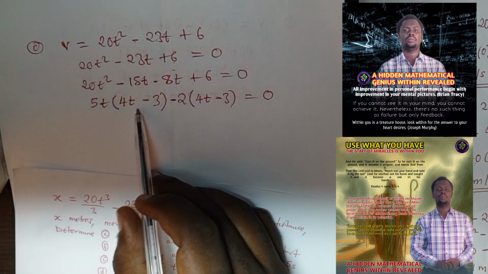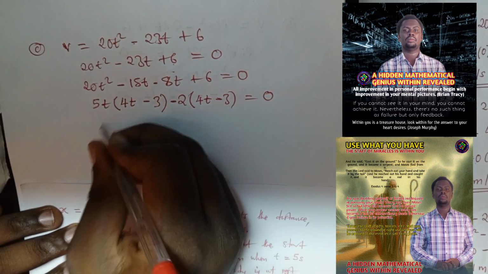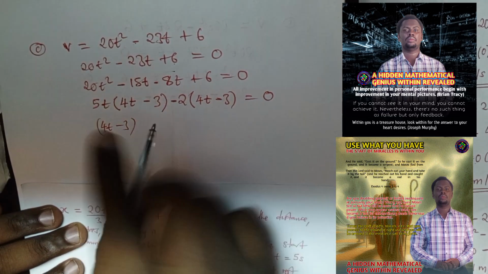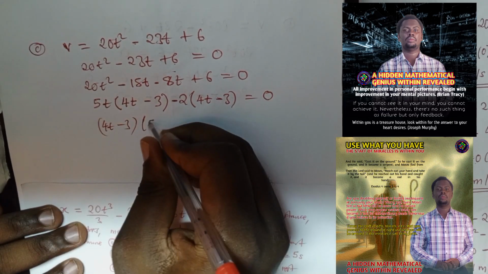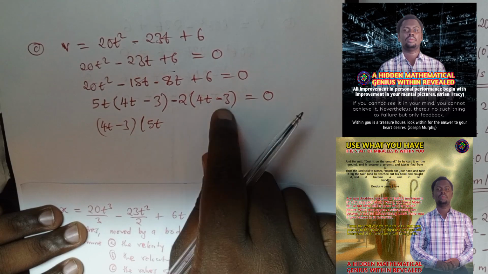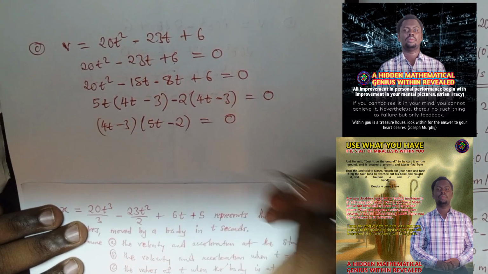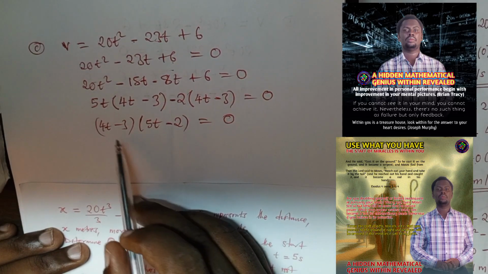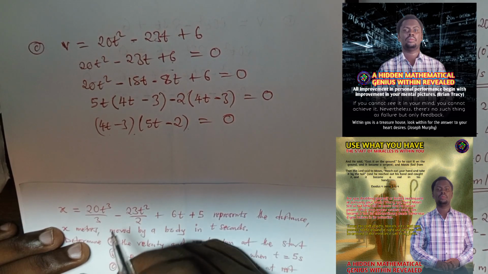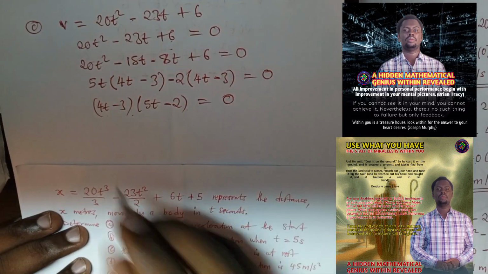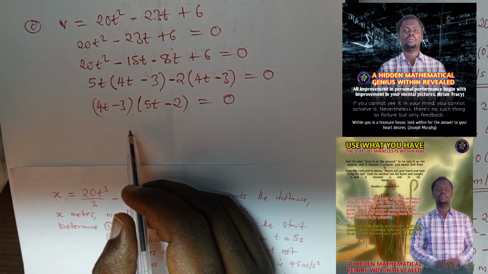So we can see that 4t minus 3 is common, so we divide out 4t minus 3. When you divide out 4t minus 3 here, you remain with 5t. You divide out 4t minus 3 here, you remain with minus 2, is equal to 0. So we have the product of 4t minus 3 and 5t minus 2 is equal to 0. So if the product of the two is 0, it means one of the two should be 0.